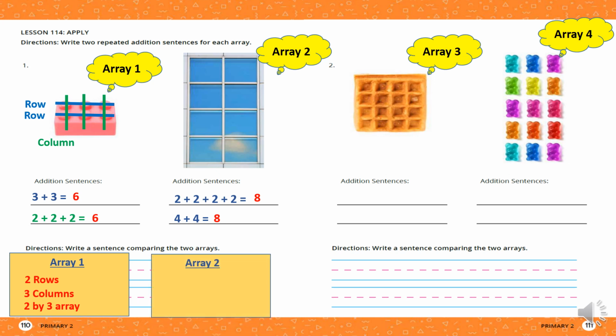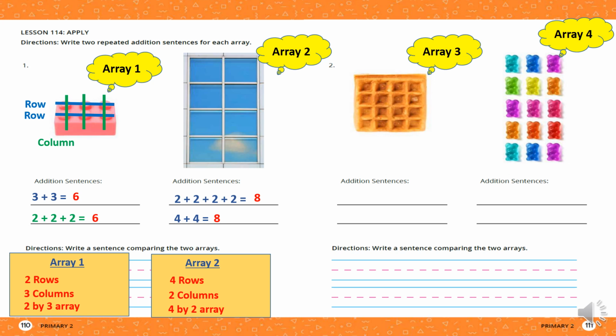1, 2, 3, 4. So we will write 4 rows. How many columns? 1, 2. So we will write 2 columns. The name of array, rows by columns. 4 by 2 array. Okay?